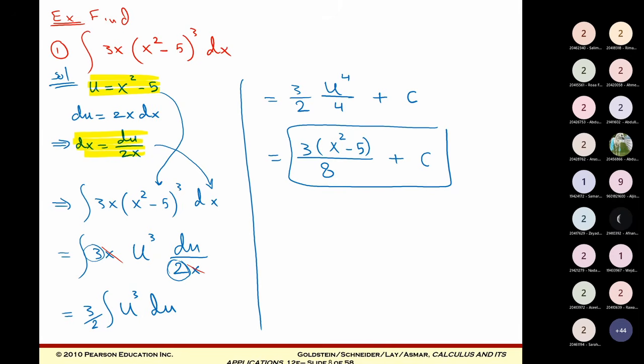How u to the power 3? What's the value of x square minus 5? We let x square minus 5, we let u equal x square minus 5. Okay, Kareem?